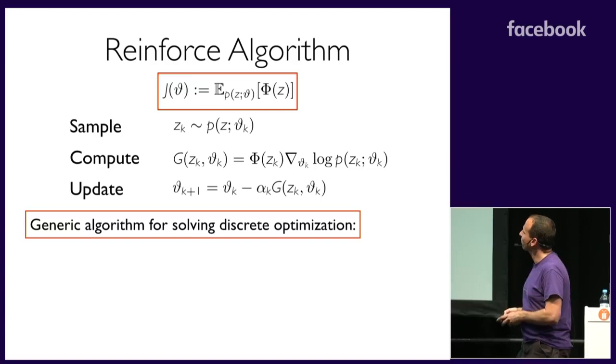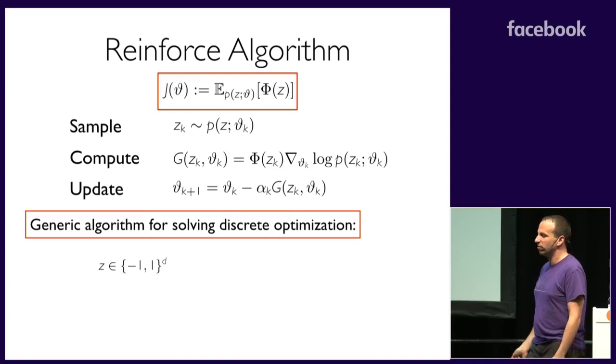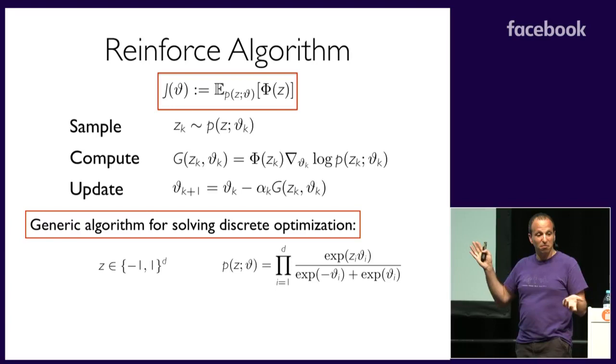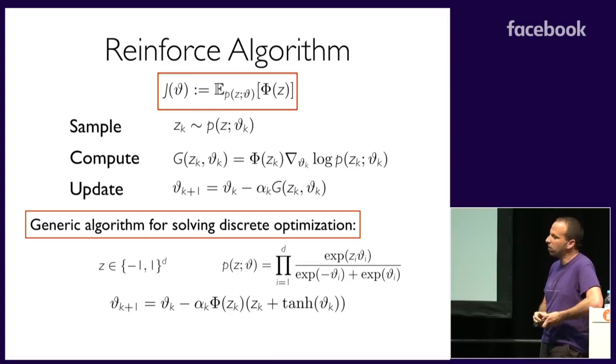Here we go. So let's say I have an arbitrary function on the hypercube, {-1, 1}. So it takes values in bits, and it's an arbitrary function. So I need a distribution to sample from the hypercube. How about just a Bernoulli distribution on every coordinate, independent with different parameters? That gives me a parametric distribution like this. And so here's my algorithm for minimizing functions over the hypercube. I will evaluate the function and move that way.